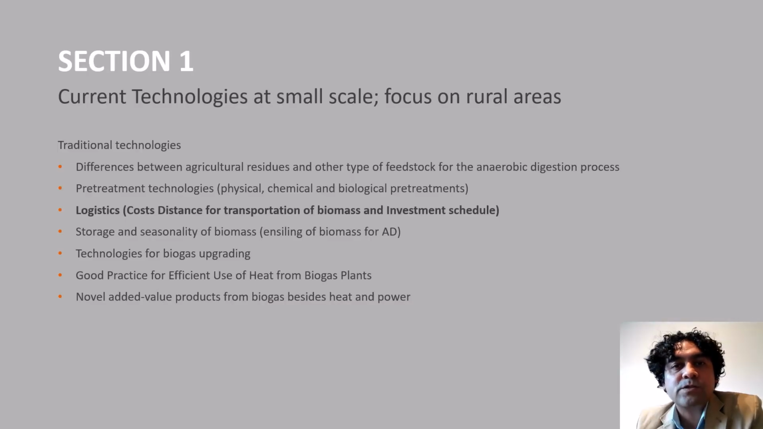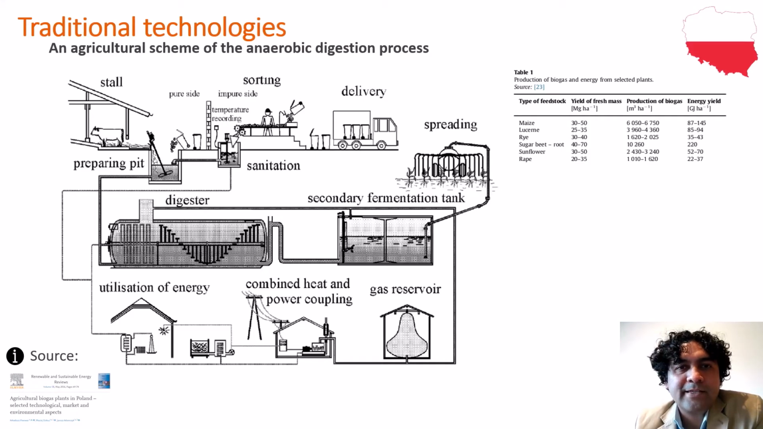Logistics: cost, distance for transportation of biomass, and investment schedule. In the slide, we see an example of the use of anaerobic digestion in Poland in an agricultural scheme. Each agricultural plant includes a set of facilities and installation for the production and storage of biogas. The following elements can be distinguished here: a reception and sorting area, a sanitation unit, a substrate preparation pit, a digestive chamber or chambers, a cogeneration of heat and power installation, a pump station, among others.